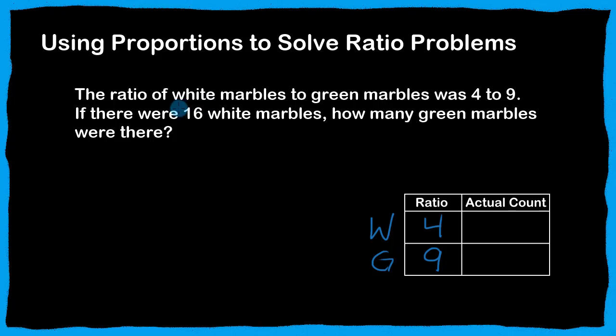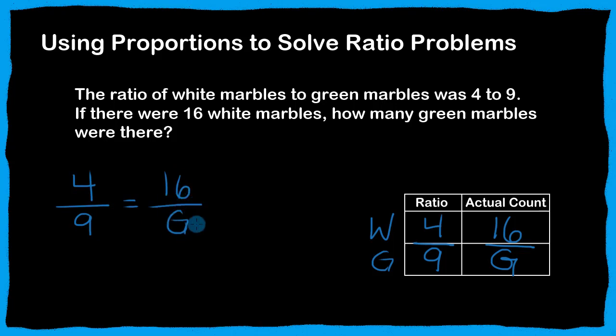The second sentence or question says, if there were 16 white marbles, okay, 16 is the actual count for white, how many green marbles were there? So that's our variable. We're going to name it G. And you can see that our proportion is actually set up for us. If you think about this being the fraction line here and the fraction line here, we've got a proportion that looks like this: 4/9 equals 16 over G. So you can see how we took it straight from our box, put the fraction lines in and the equal sign, and wrote our proportion.